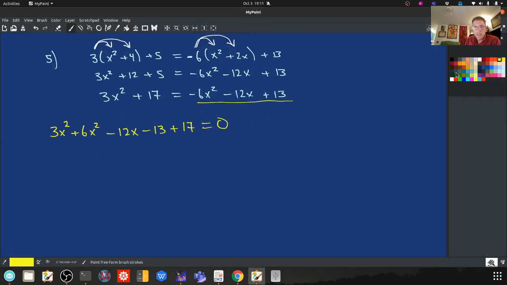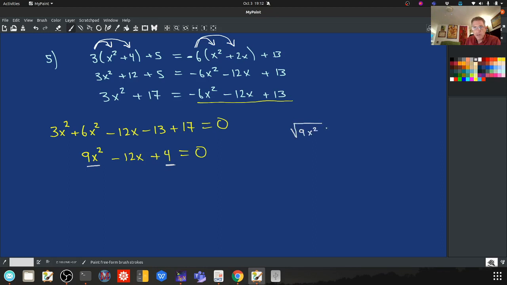So now we need to simplify. 3x squared plus 6x squared is 9x squared, minus 12x, and minus 13 plus 17 is plus 4, is equal to 0. So we're going to do this one slightly differently. I'm noticing my first term and my last term are perfect squares.